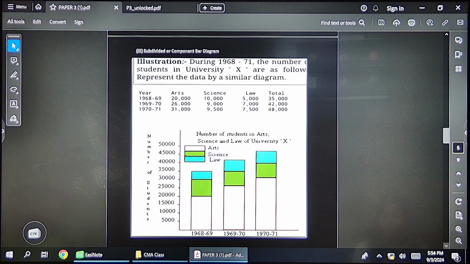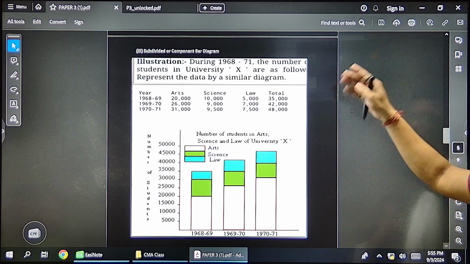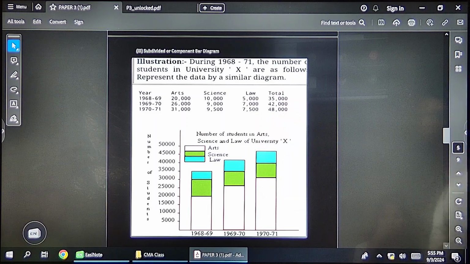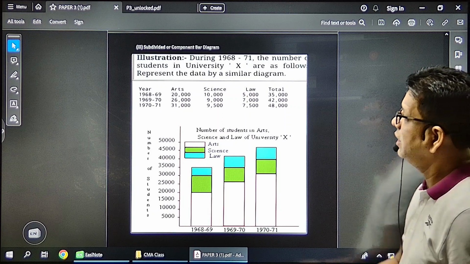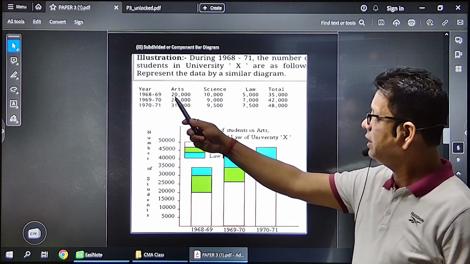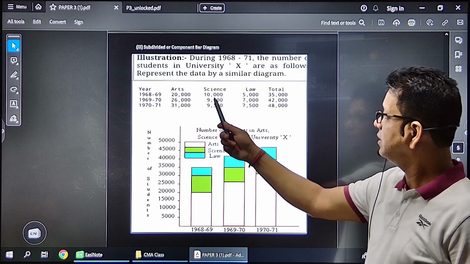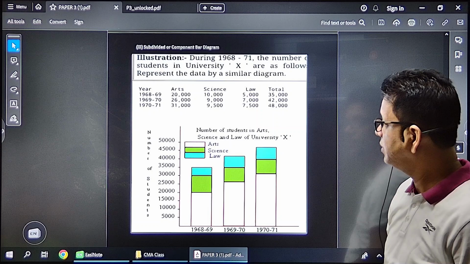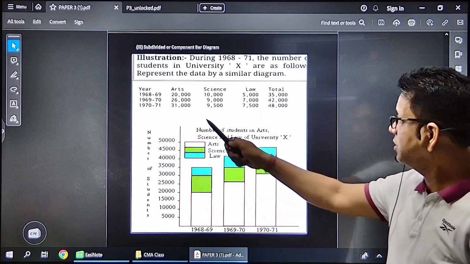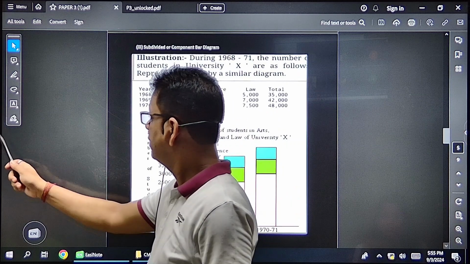One example. During 1968 to 71, these three years, the number of students in a university, suppose X, are as follows. Represent this data by a similar diagram. I picked up the question from somewhere. Similar means they're talking about the component bar graph. To understand that, first of all you have to understand the data. In 1968-69, in arts, 20,000 students, science, 10,000 students, law, 5,000 students, and as a whole, a total of 35,000 students. This is in which year? 1968-69. Yes or no?